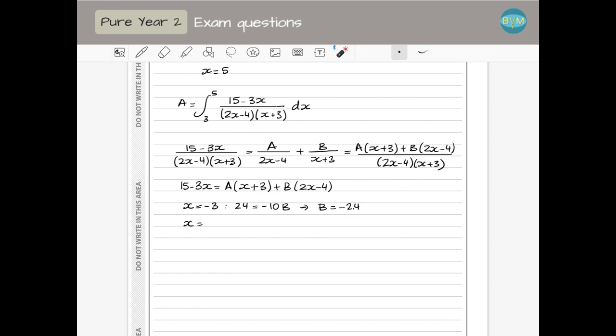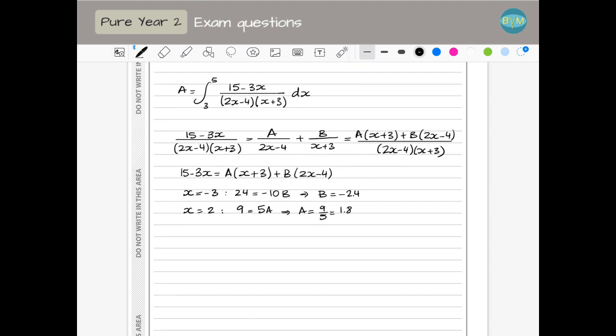And then if I make this bracket 0, x must be 4 divided by 2. So the left hand side is 15 minus 6, which is 9. This bracket, when x is 2, is 5a. So 5a, which means that a is 9/5, or if you want to divide, is 1.8.